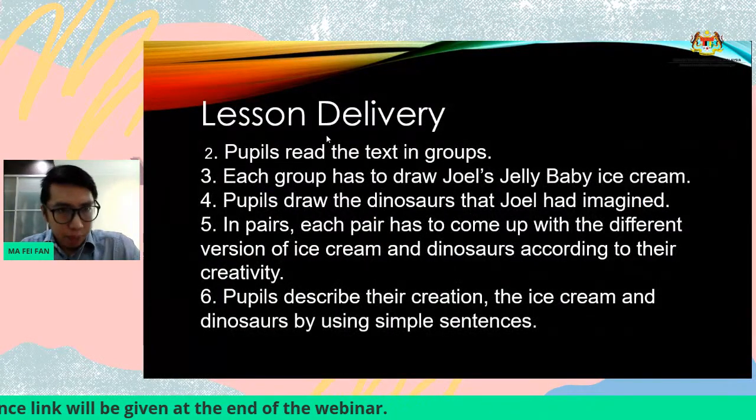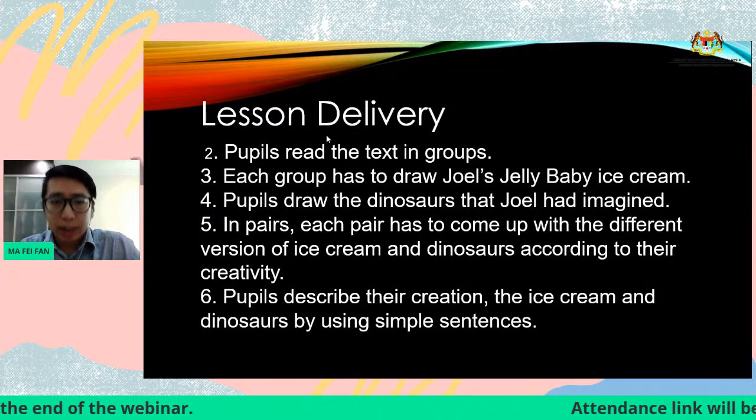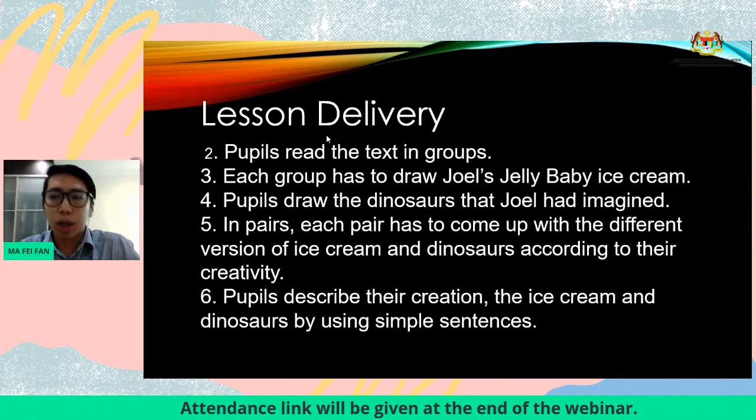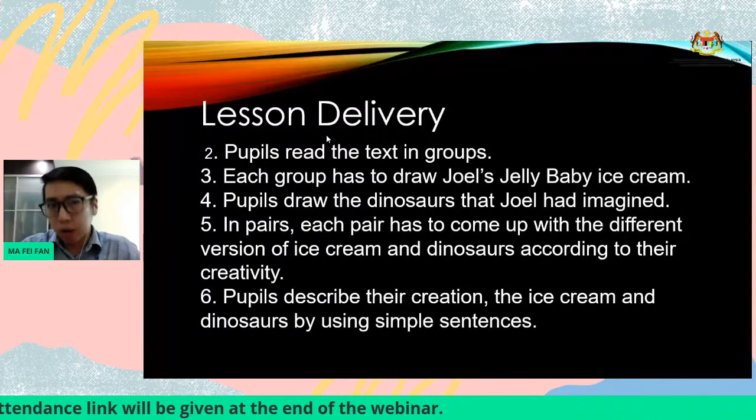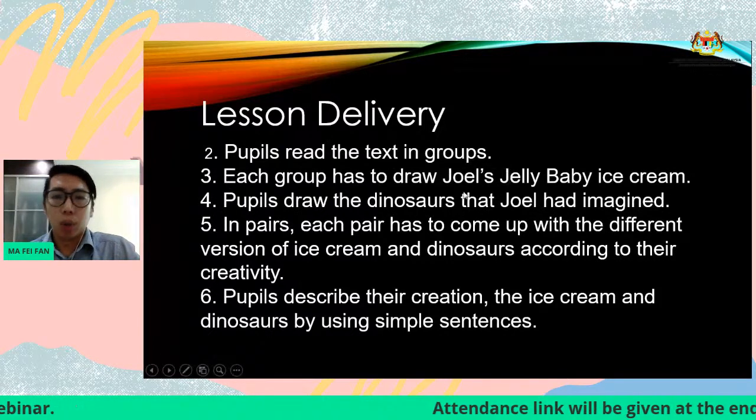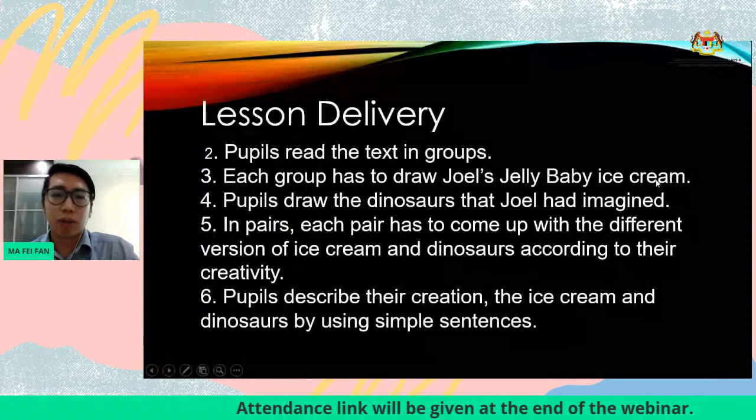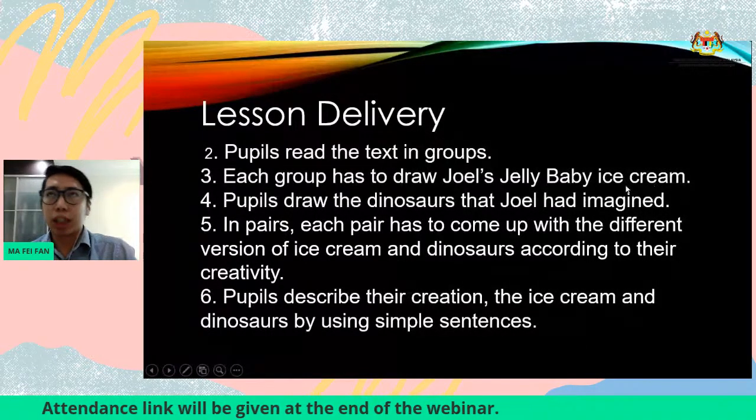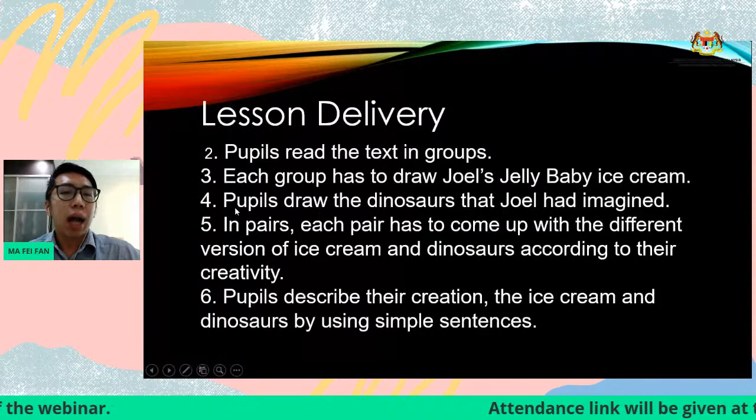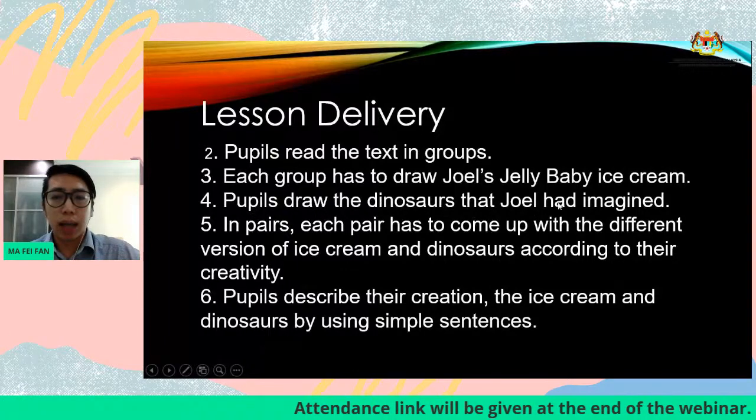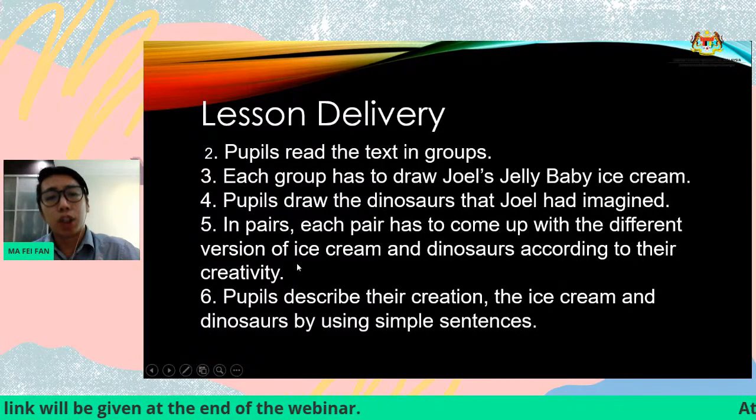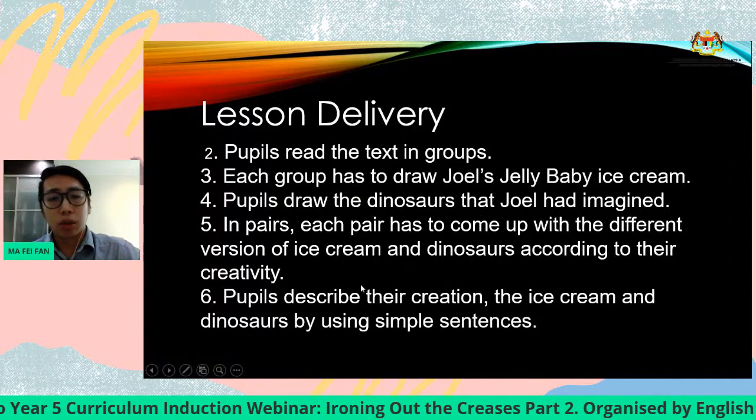So for lesson delivery, pupils read the text in groups. Okay, we can have some ideas here on how the activities for a language arts lesson can be carried out. So first, pupils read the text in groups, and then each group has to draw Joel's Jelly Baby Ice Cream. If you are familiar with the story, then you know that it is one of the imaginative things that Joel created in his essay. After that, pupils draw the dinosaurs that Joel had imagined, and in pairs, each pair has to come up with a different version of ice cream and dinosaurs according to their creativity.